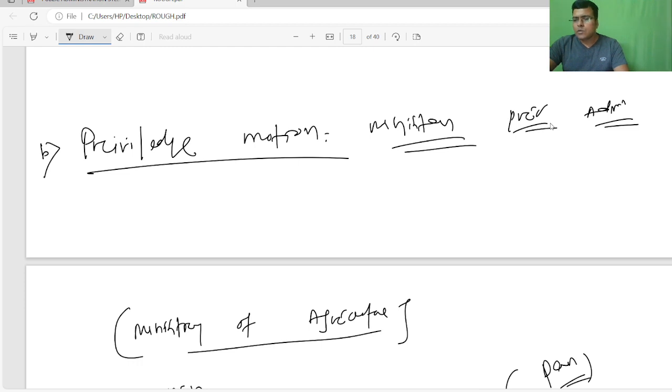So privilege motion, I think everyone is clear. If you are a minister or administrator and you misuse your privilege, like that Delhi IAS made his bungalow on ASI land, he is misusing his privilege, so a privilege motion is initiated against him and the minister is being called.